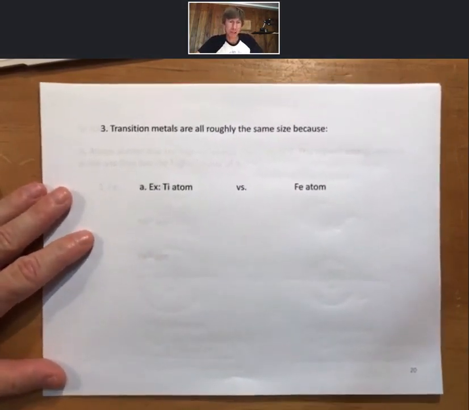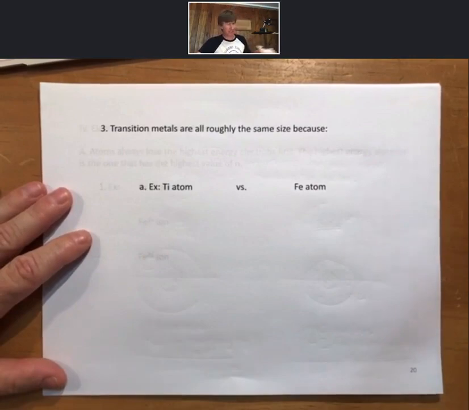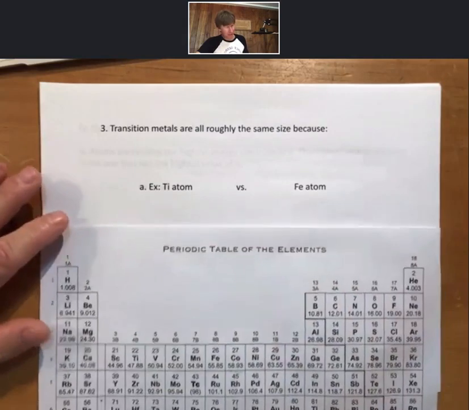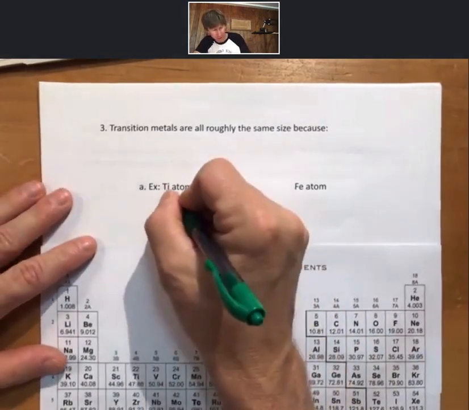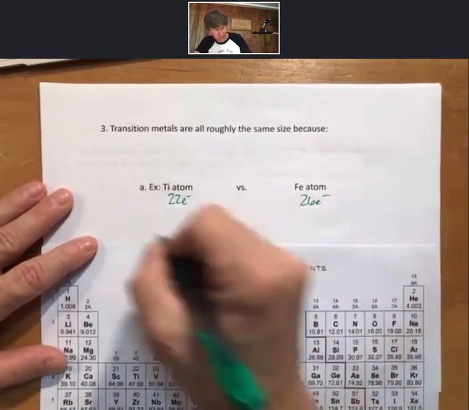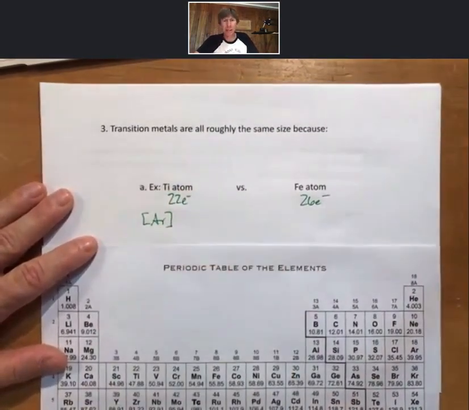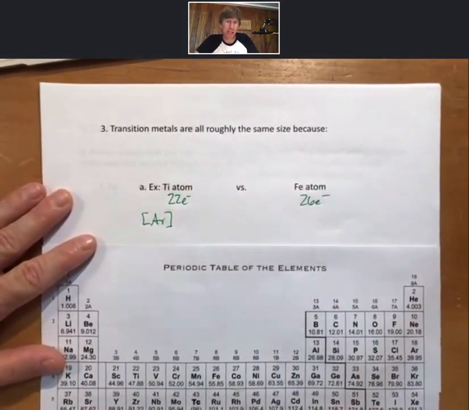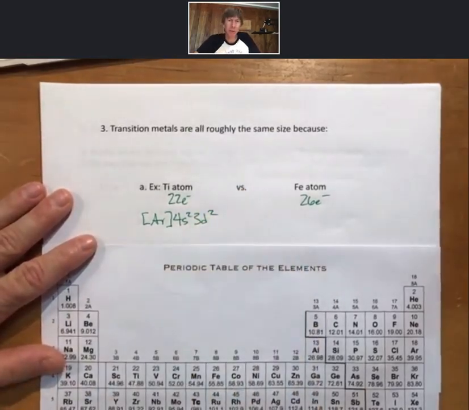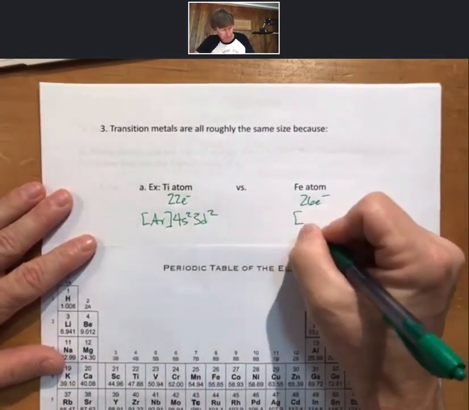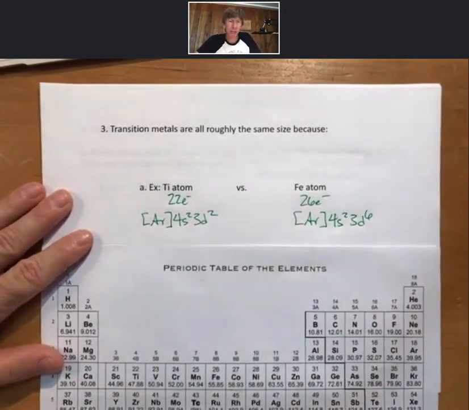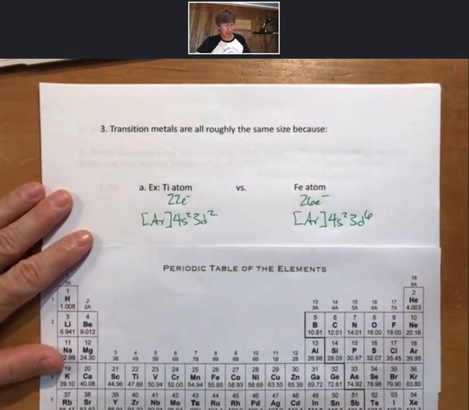Now, what about the transition metals? Turns out they're all approximately the same size. We can look at titanium versus iron. Titanium has 22 electrons, iron has 26 electrons. Writing them with noble gas cores, we have the first 18 electrons for argon, 4s2, 3d2 for titanium, and similarly we have 4s2, 3d6 for the iron atom.